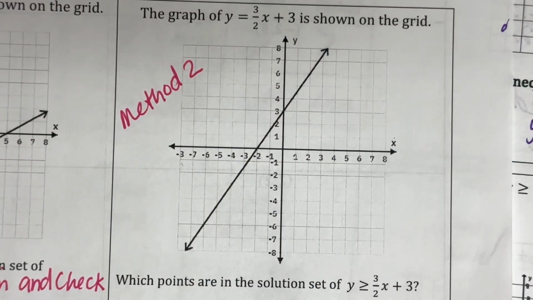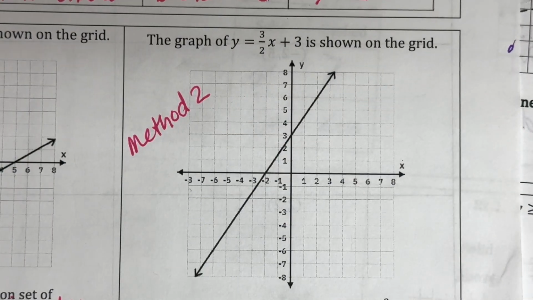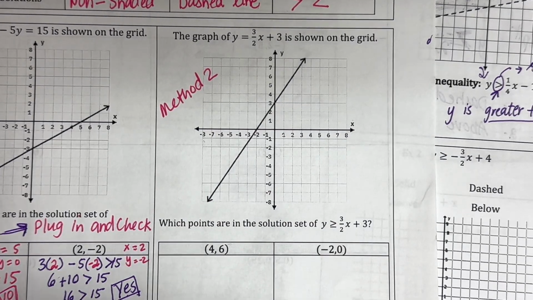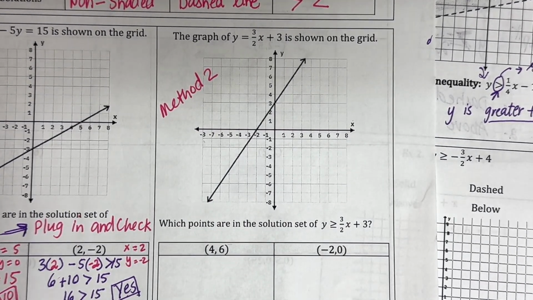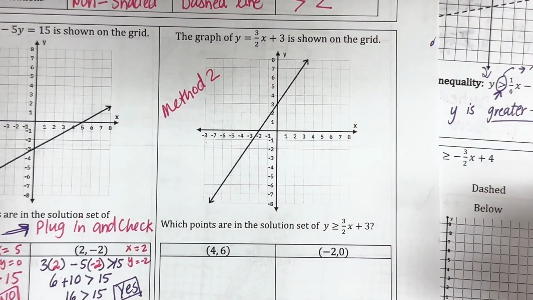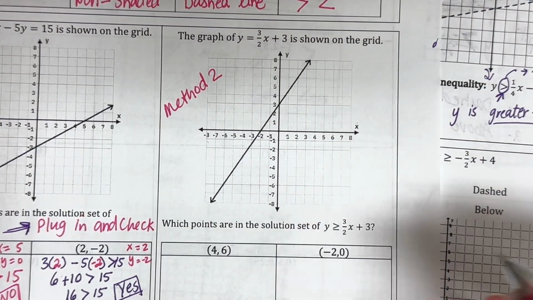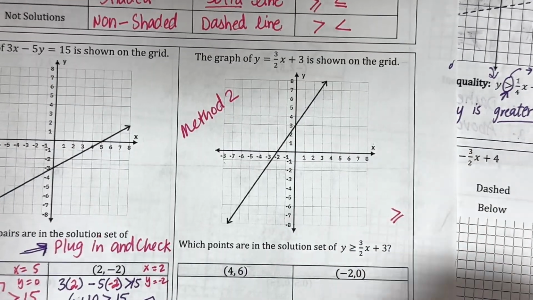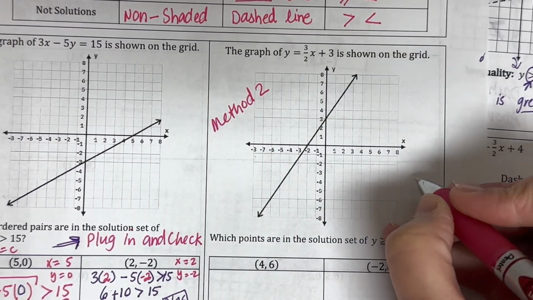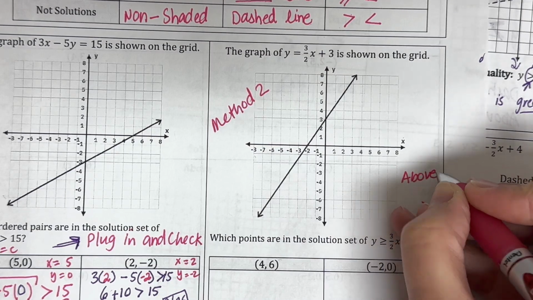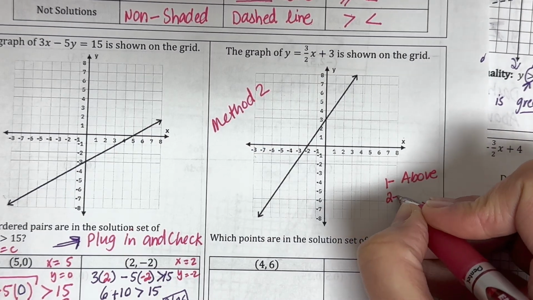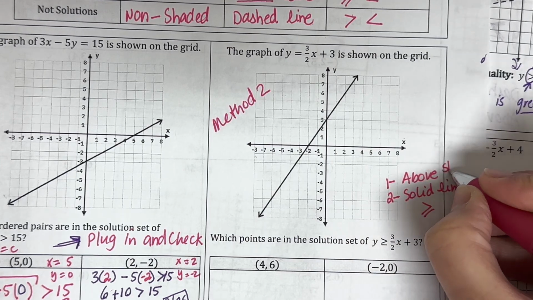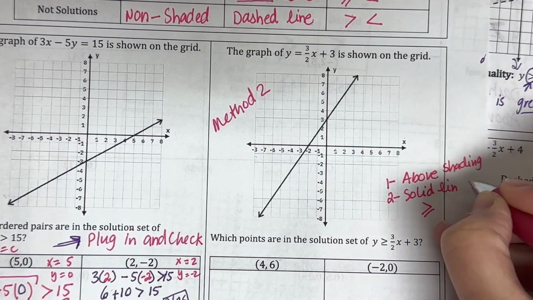The second one is I have an equation written in slope-intercept form, so it's easier for me to actually draw the line and then color the area. The line is already drawn, so I don't have to worry about that. I just have to make sure whether it is correct or not. This symbol is greater than or equal to, which means the shading is going to be above. That's my first note. The second is I need to have the solid line. Above shading and solid line.